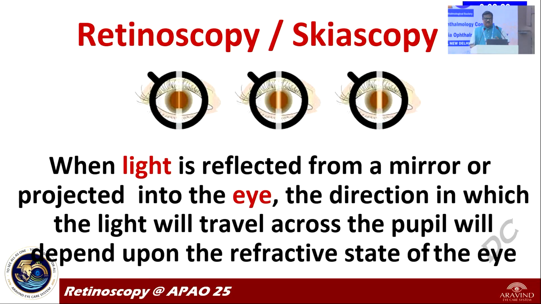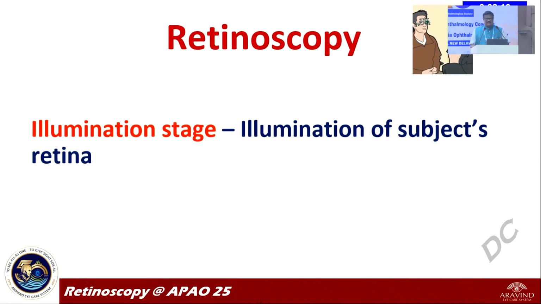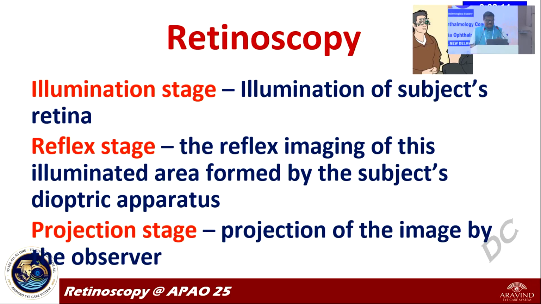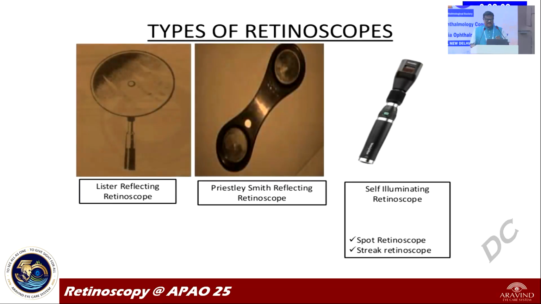When light is reflected from a mirror, or now we use the self-illuminating retinoscopes, we find out how it works and where the image falls, for us to find out what the power is. Three stages: first is the illumination of the retina, then the reflex, and where it is getting projected. That will determine how it is.